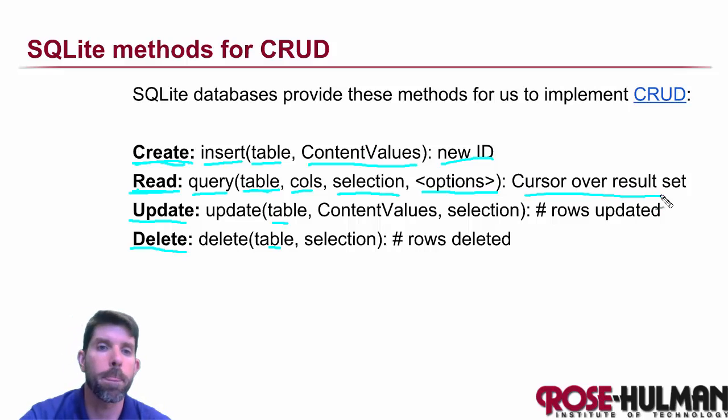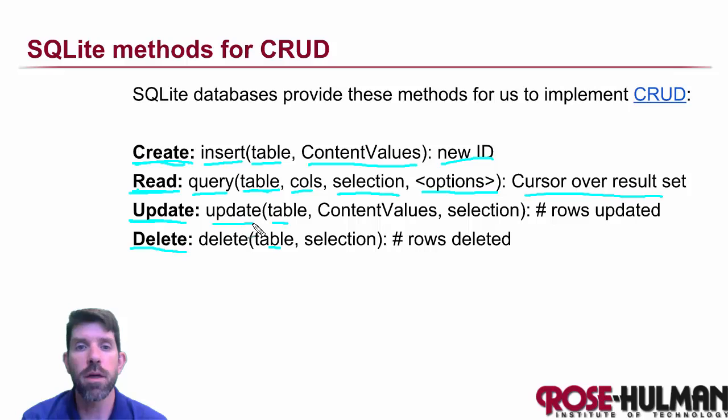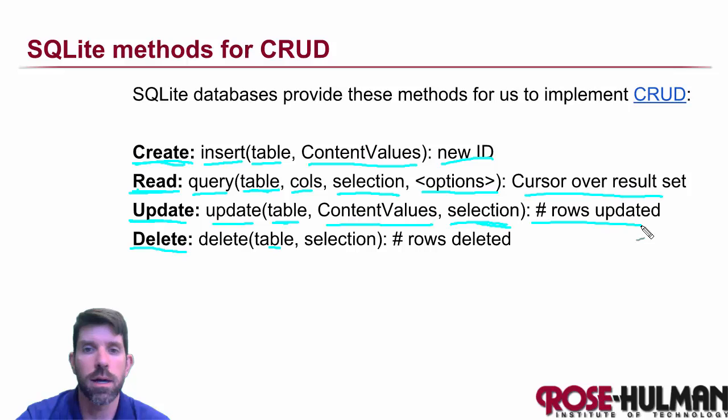And that's going to return, like we said, a cursor over the result set. Updating: appropriately named, there's an update method, and you'd give it your table, and then give it content values of the new values that you want it to have, and then the selection. So how are you going to identify the item that's going to be updated? Usually we'll just be passing in something with a unique ID. And that'll return the number of rows that have been updated.